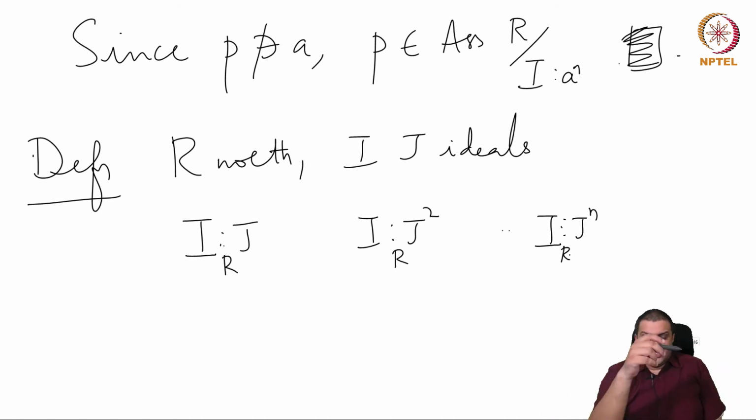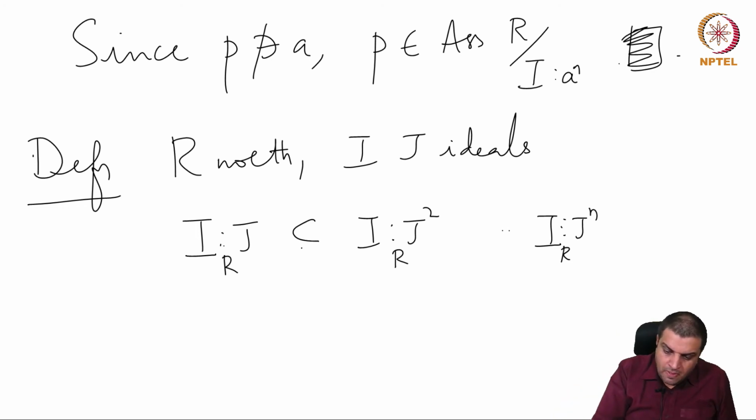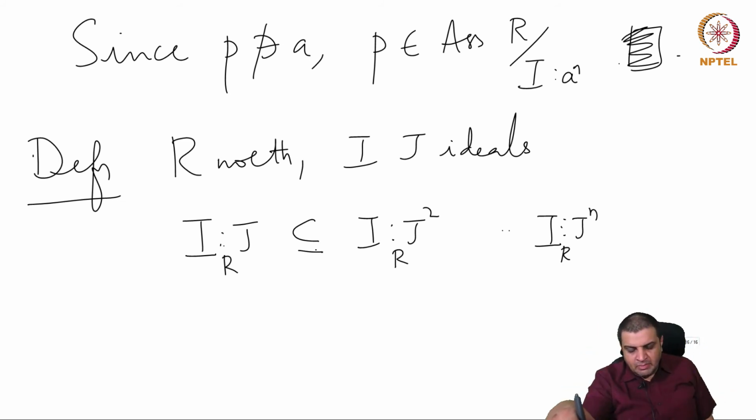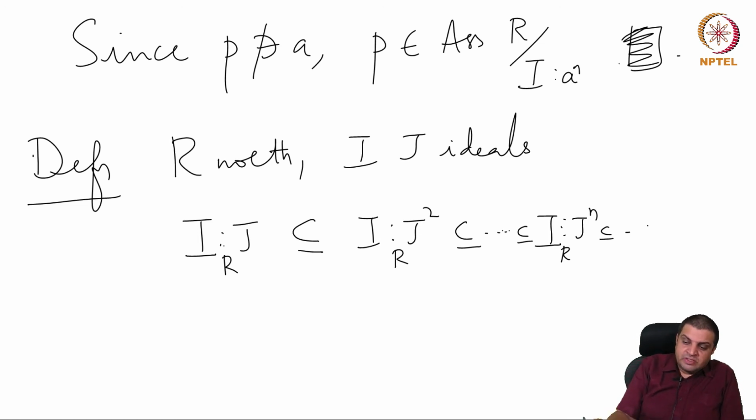So, what is this? This is all the elements of the ring which multiply J into I. Anything that multiplies J into I will also multiply J square, because J square is inside J. And anything that multiplies J square will also multiply any higher power. So, we have an ascending chain of ideals in R.